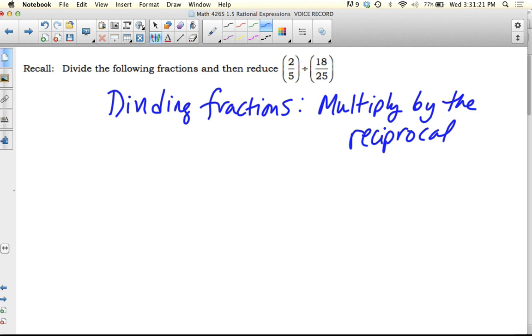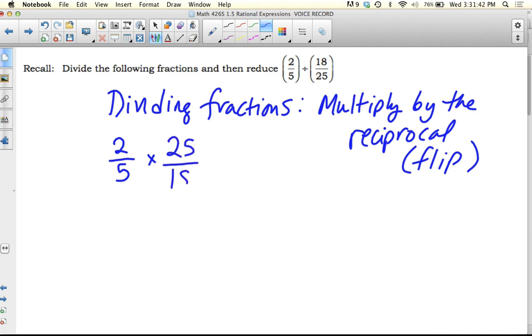Okay, so meaning here, we have 2 over 5, but instead of dividing by 18 over 25, this will be the same thing as if I multiplied by the reciprocal, which is just like the flipped version of a fraction. Instead of 18 over 25, it'll be 25 over 18. Okay, so now it just becomes a question like before with multiplication. So I'm going to show you again with the simplification with the factors.